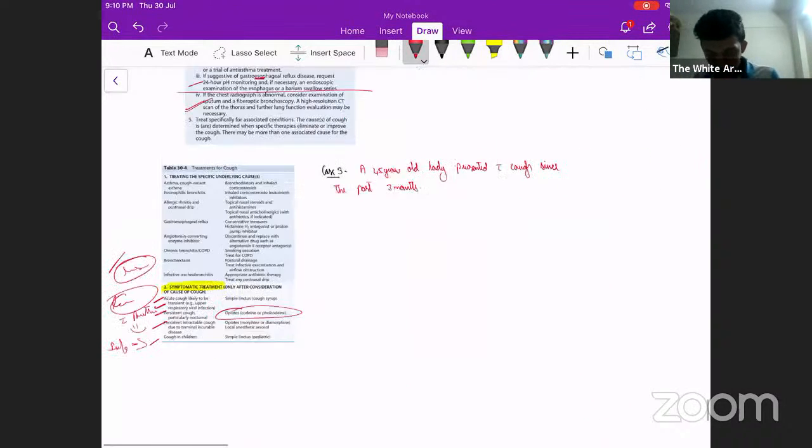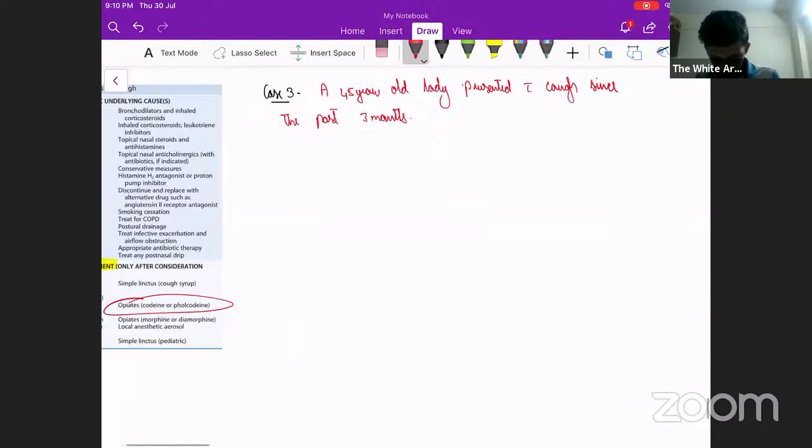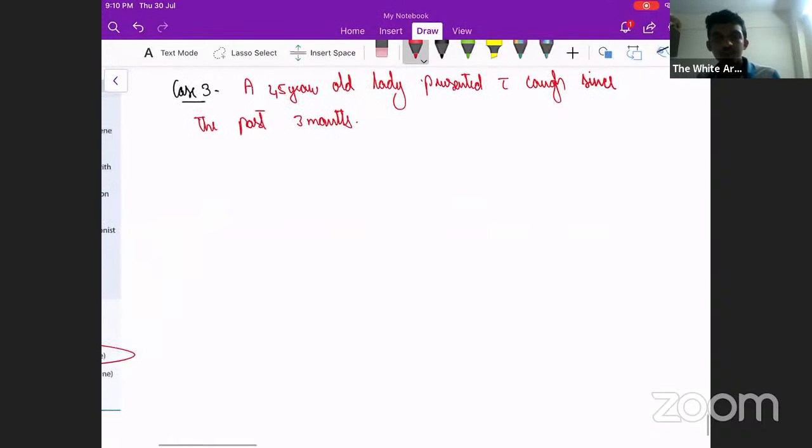So with this in our mind, as you guys know how to approach a case of cough, we'll do this final thing. So, a final case of a 45-year-old lady who presented with cough since the past 3 months. Anyone willing to volunteer can raise your hands, or you can ask through your chat only.